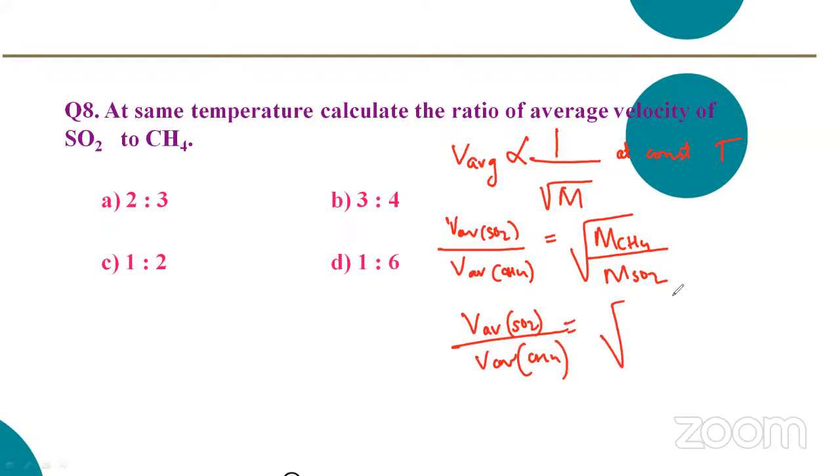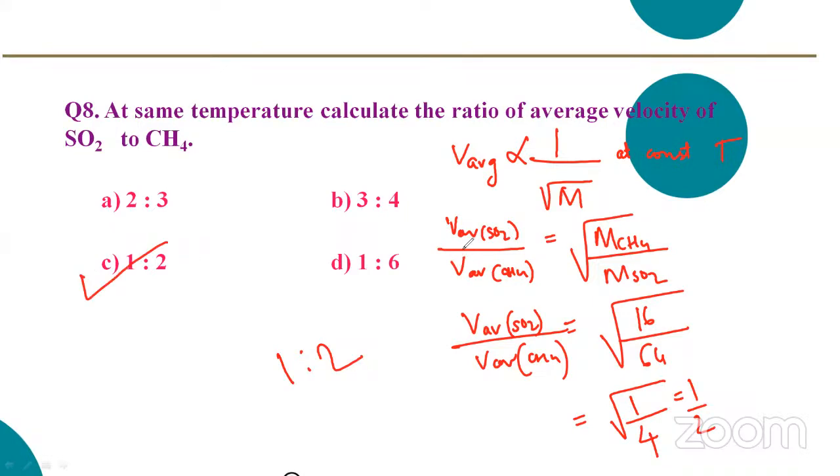So what is the molecular mass of CH4? CH4 is 16, right? Carbon is 12 and each hydrogen is 1, so 4. So it will be 16. Then SO2 is 64. So take out the square root. The square root of this is 1, 4. Okay, and this is 4. So it is 1 by 2. So the ratio is 1:2. So the correct answer is C.